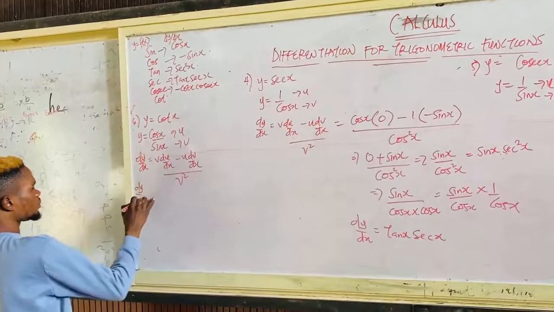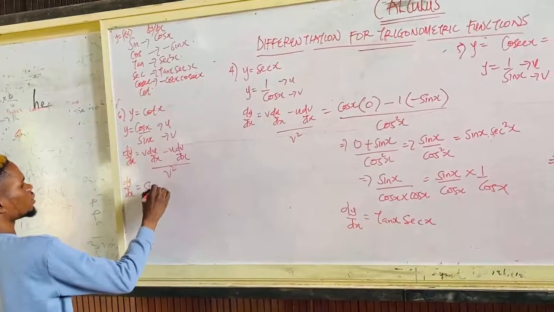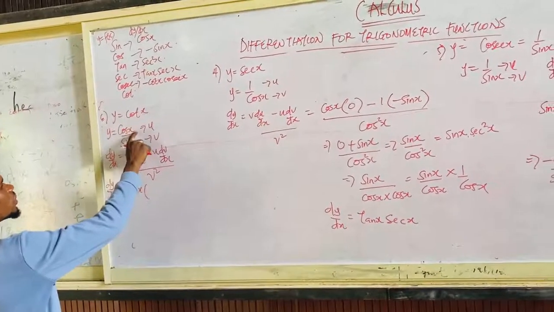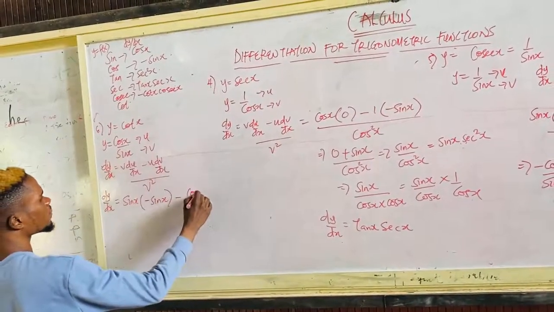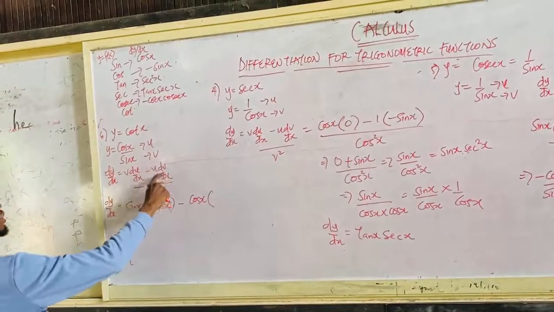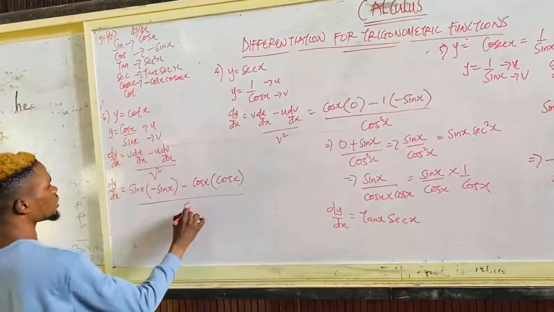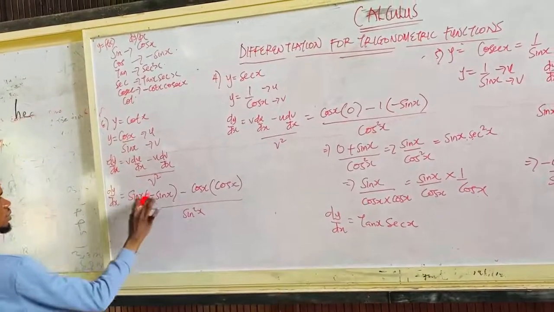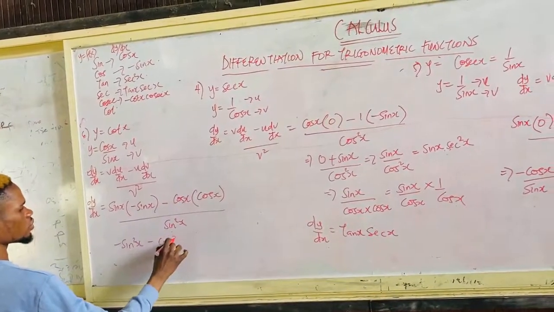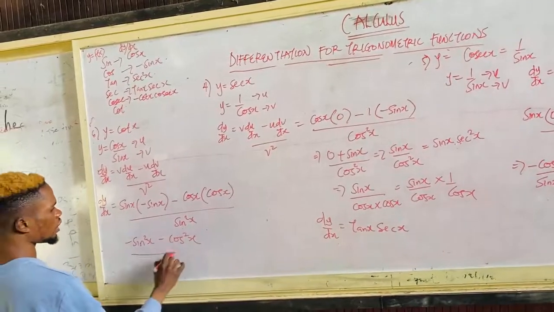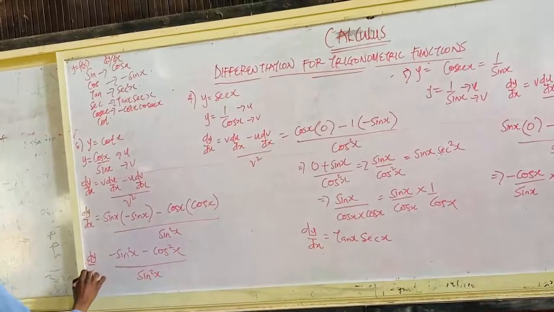So dy/dx, the first derivative coefficient of the function cot x, v is sin x. So du/dx, differentiate u with respect to x, that's minus sin x. Minus u is cos x. Differentiate v with respect to x, that's cos x, over v squared, sin square x. That gives minus sin square x minus cos square x all over sin square x. That's dy/dx.